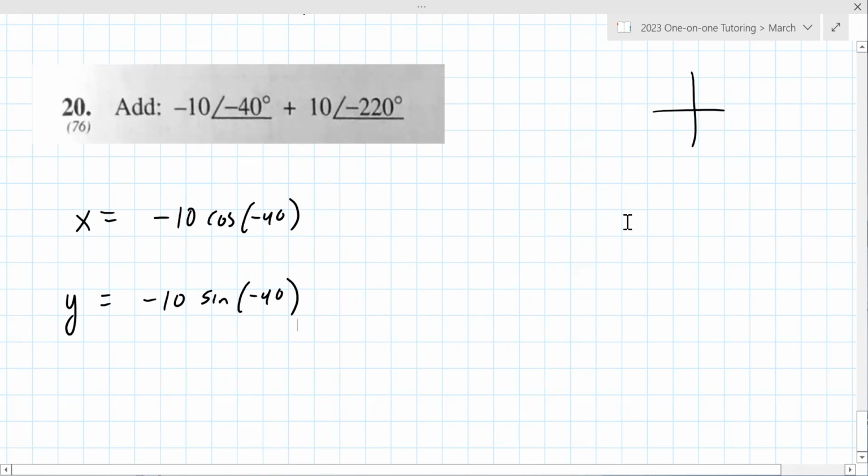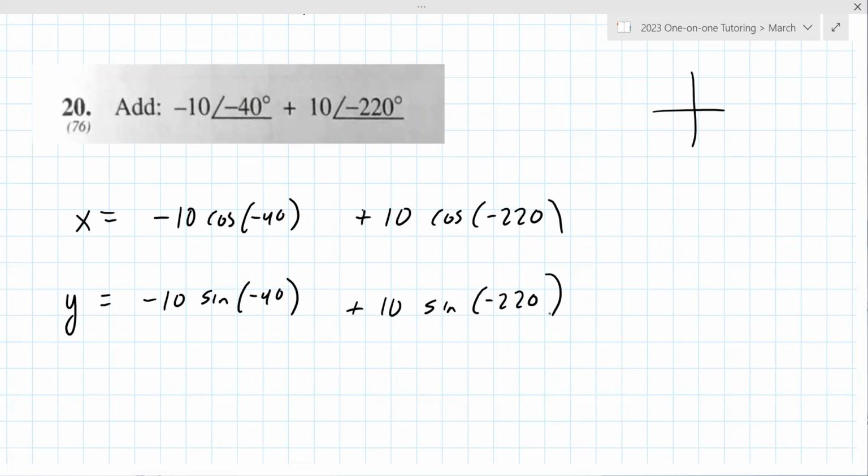I'm not sure what I was thinking, but I was also trying to give you more information than that. Now the other ones are the same thing, 10 cosine -220, 10 sine -220. And that's it. You don't have to do anything more. You don't have to draw the picture. I apologize if I got you kind of thinking these were harder than they actually were.